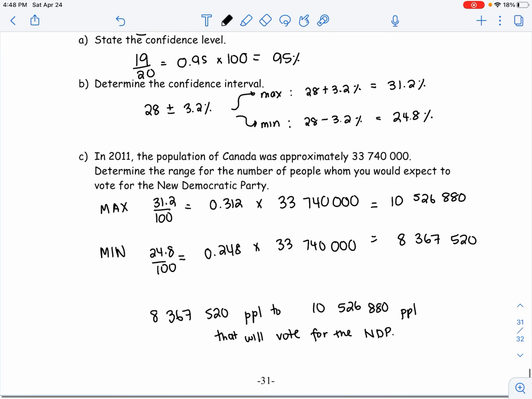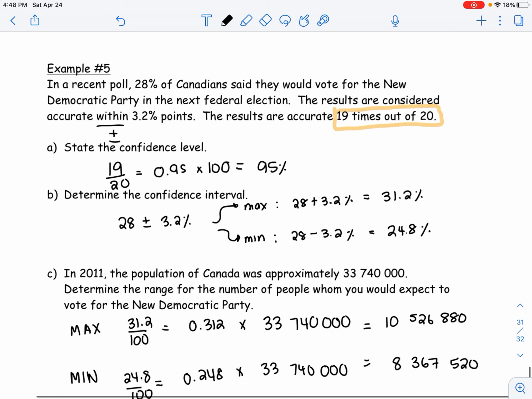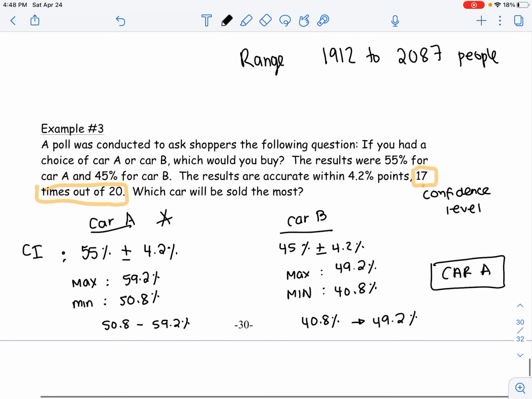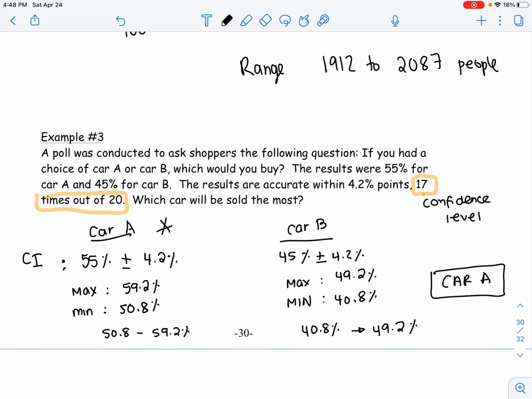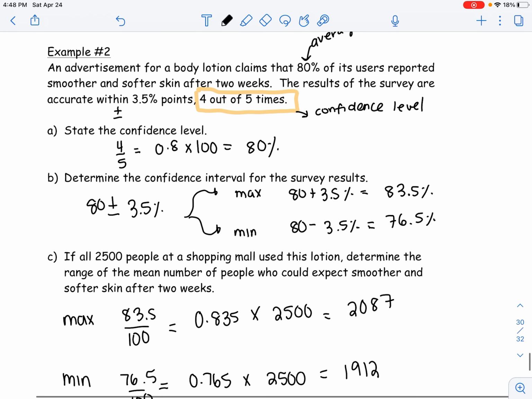Right? So that is very similar to questions number 1 and 2. So those are really good questions to make sure you know how to do. As you can see, the main idea is if you see 17 out of 20, that's your confidence level. And then from there, the confidence interval is where you take your average plus or minus the margin of error. You have to find the max by adding, the min by subtracting.